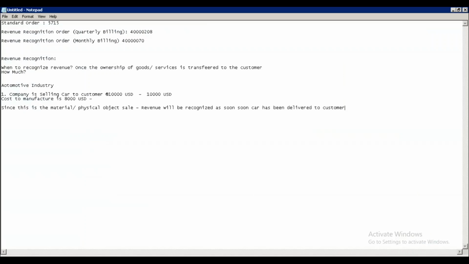Very straightforward, right? Because we are talking about the physical object. As soon as this physical object is delivered to the customer, we can book the revenue. Okay, now this type of revenue booking or this type of revenue recognition is called standard revenue recognition.